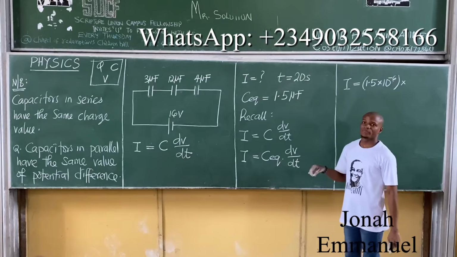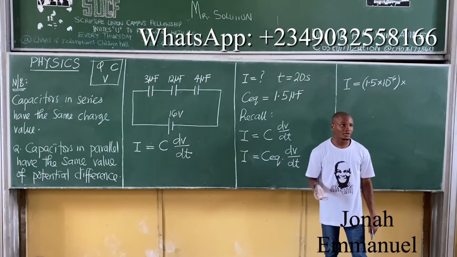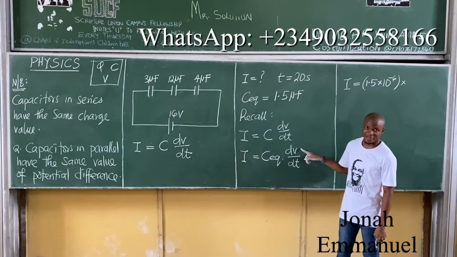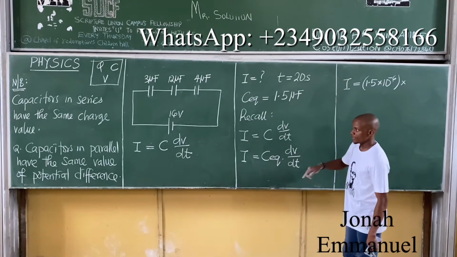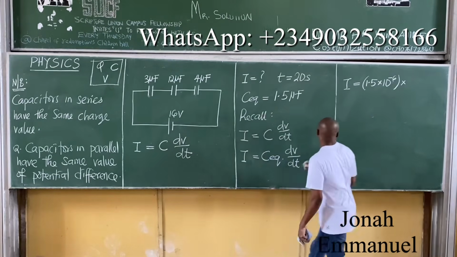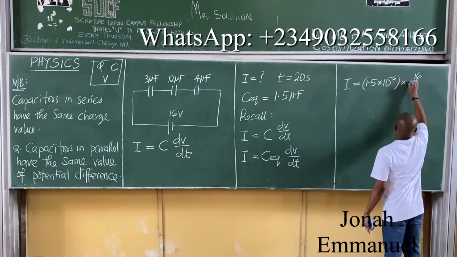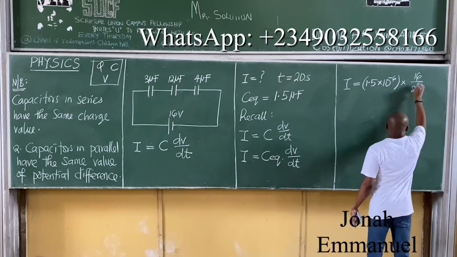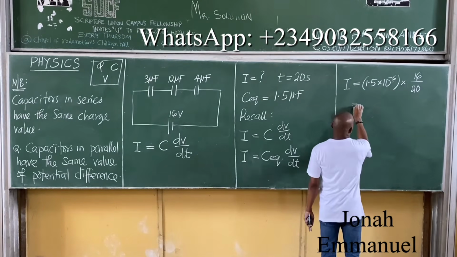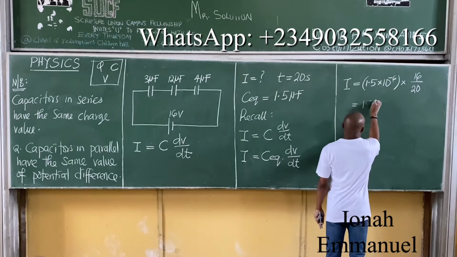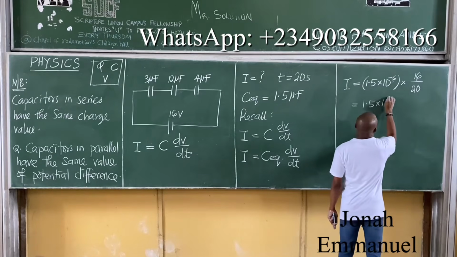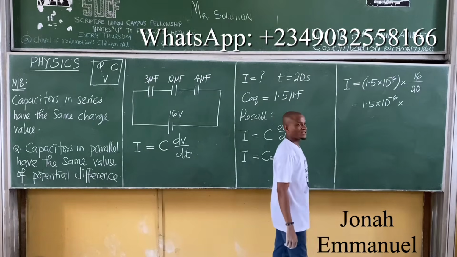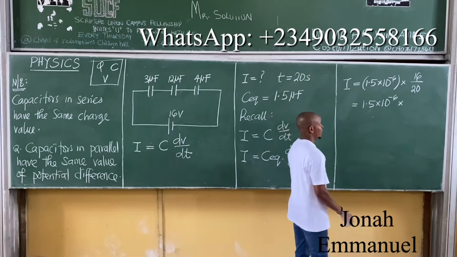Now for this one, don't really bother about differentiation because you're not given an equation. Just put V over T. What's V there? 16 volts. So it becomes times 16 all over T. The time is 20 seconds, so 20. That's equal to 1.5 times 10 to the power minus 6, multiplying 16 over 20. What do you have? 0.8.